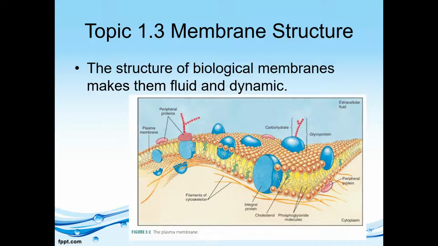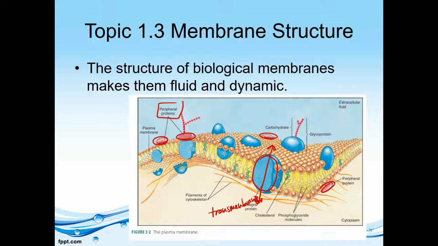So we have peripheral proteins. These are proteins that are stuck just on one side or the other side of the membrane. That's different from integral proteins, which are sometimes also called transmembrane proteins. And these guys go all the way through from one side of the membrane to the other.